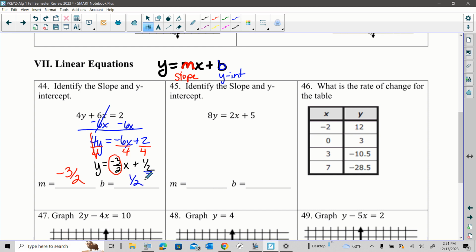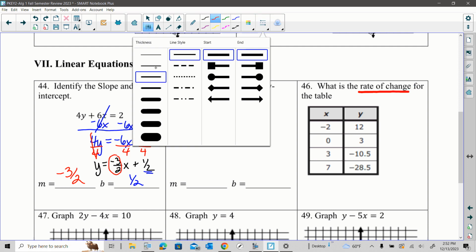I do want you to try to do number 39. It will have fraction answers as well. And while you're attempting that, I'm just going to give you some key facts about rate of change on 46. I'm just going to write it down while you're working.